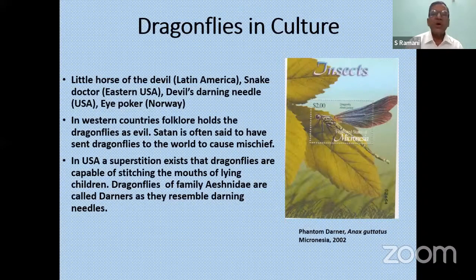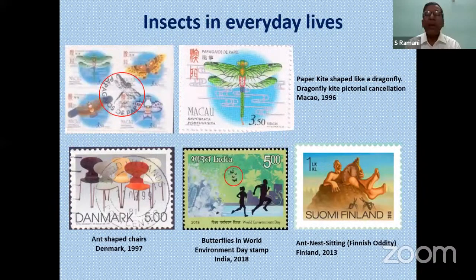If you look at insects in everyday lives, paper kites have been produced with dragonflies, and this is a stamp which has been produced with a paper kite and also a pictorial cancellation. A stamp has been produced here with ant-shaped chairs. Just like an ant, these chairs are shaped. To celebrate World Environment Day, a stamp was released by India, and there are butterflies featured on World Environment Day.